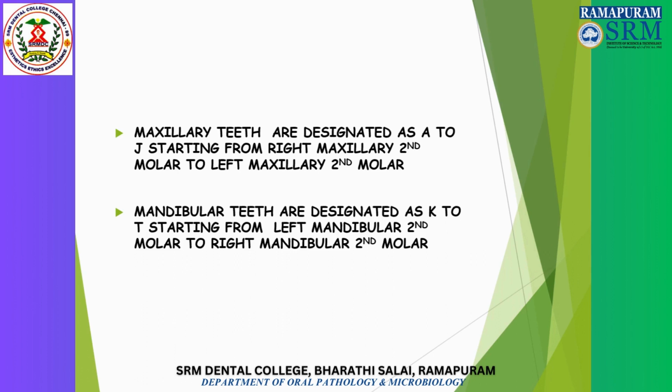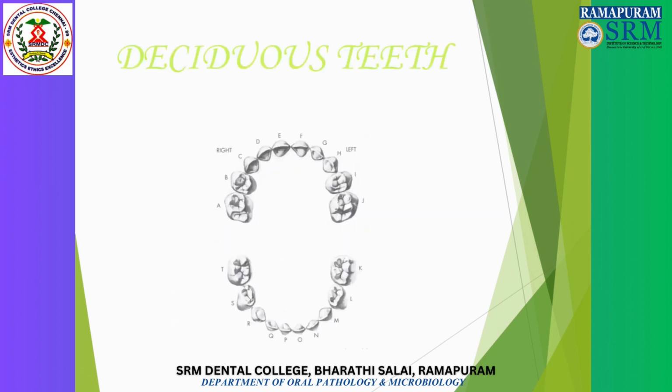and J is assigned for left maxillary second molar. And for the mandibular teeth, K is for left mandibular second molar and it ends with T for right mandibular second molar. So you're going to start from your right maxillary second molar, proceed, and continue the same way in the left mandibular molar, finishing at right mandibular second molar. So the beginning point is right maxillary second molar and the ending point would be your right mandibular second molar. So it goes clockwise. Okay.